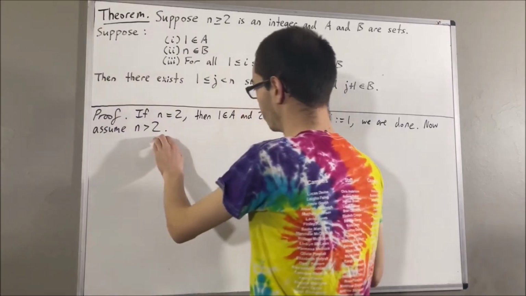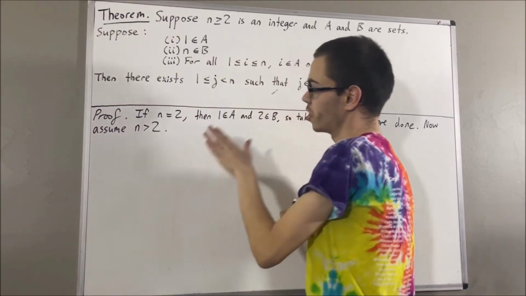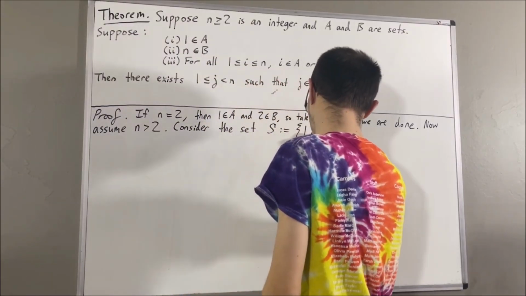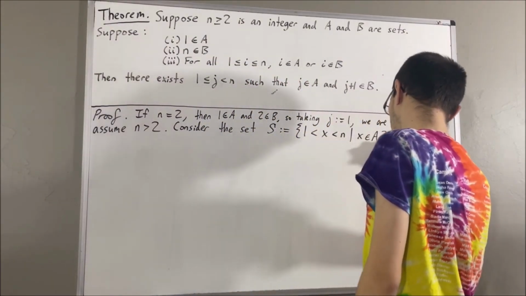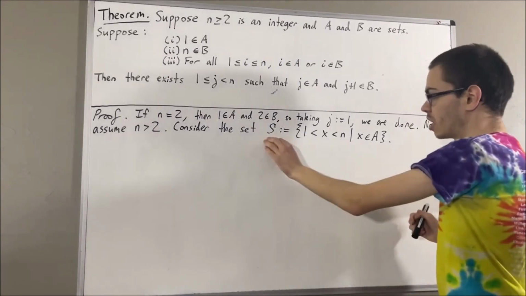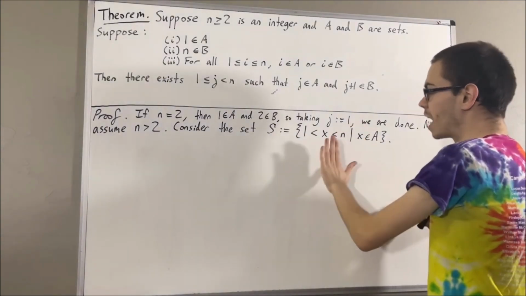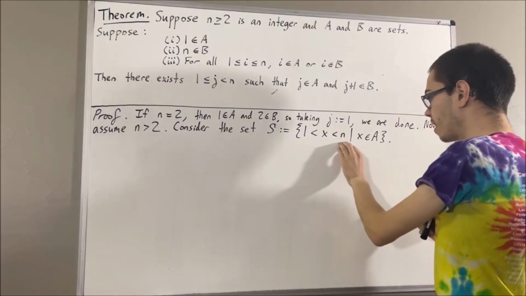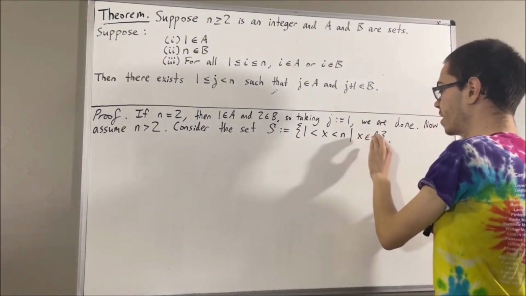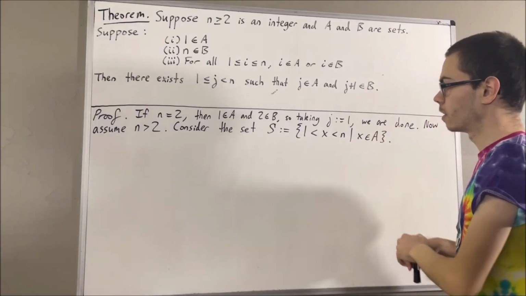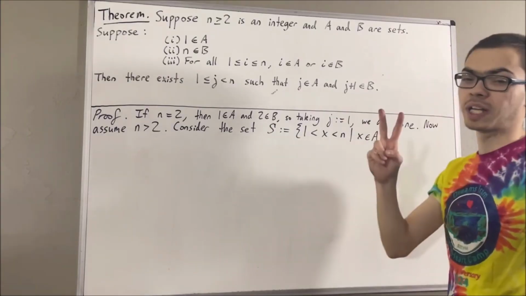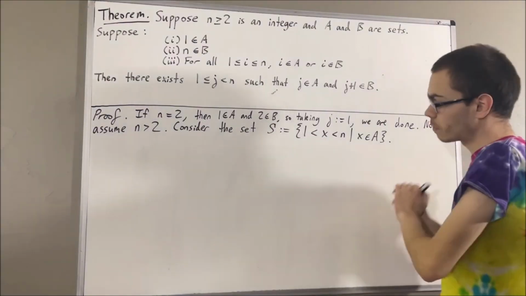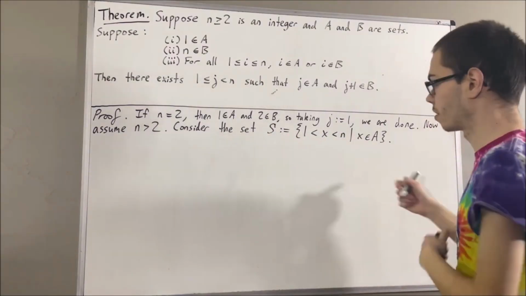If n is greater than 2, then the idea here is to consider the following set. We consider the set S, which consists of the set of positive integers x, such that 1 is less than x is less than n, and we have the property that x is an element of A. Now, we split this up into 2 possibilities. Either S is empty or S is non-empty. Let's first consider the case S is empty.